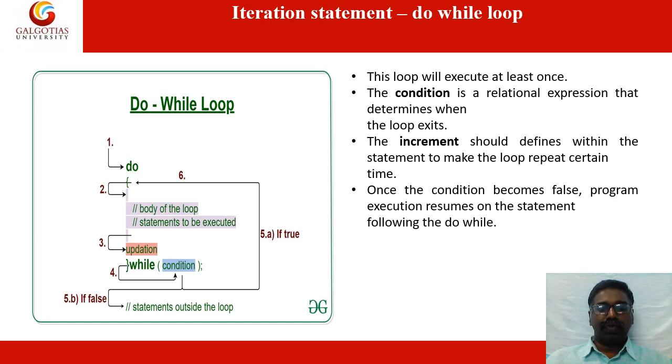If the condition is false, then we execute the code which follows the do while loop. That is, we come out of the do while loop. So according to this, the do while loop will execute at least once.